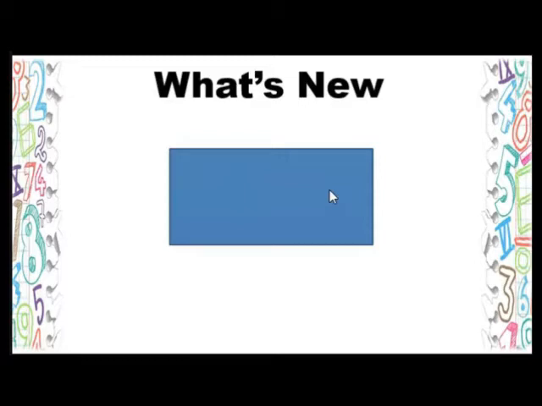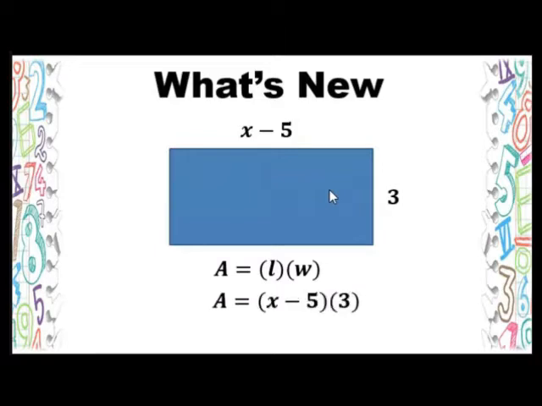We have a rectangle with length x minus 5 and width 3. Let's find the area of the rectangle using the formula length times width. By substitution, we have x minus 5 times 3.